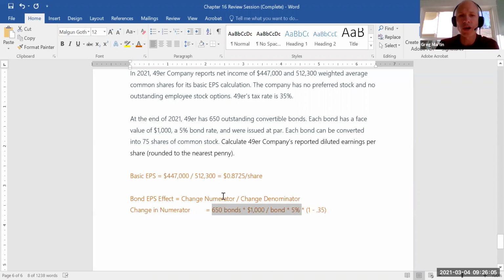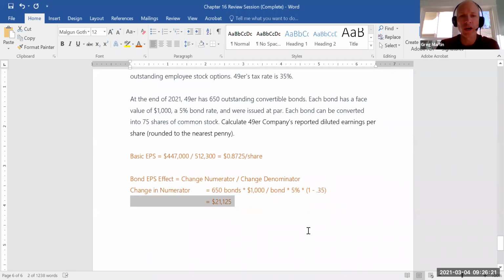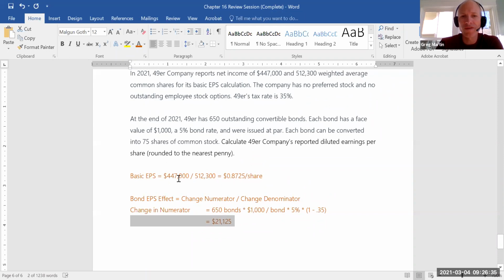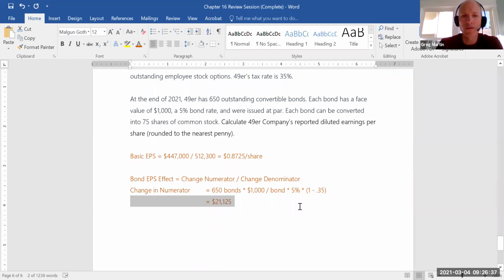Of course, we know that earnings per share is an after-tax number. And so 1 minus the tax rate gives us the after-tax effect on the numerator. The after-tax effect on the numerator is $21,125. So if they didn't have this interest expense, net income would be $21,125 more than $447,000. So that is the numerator effect.